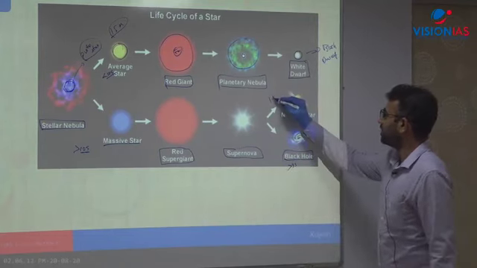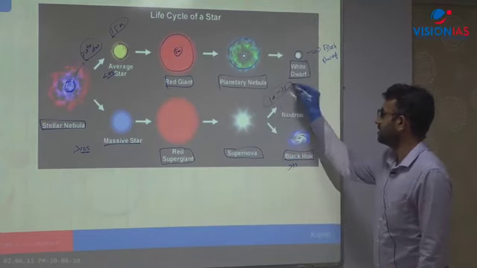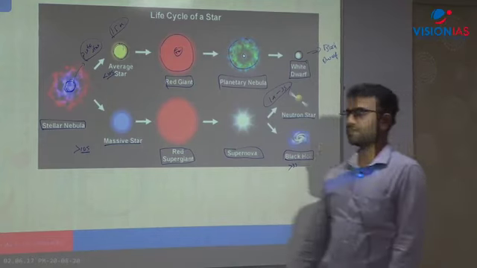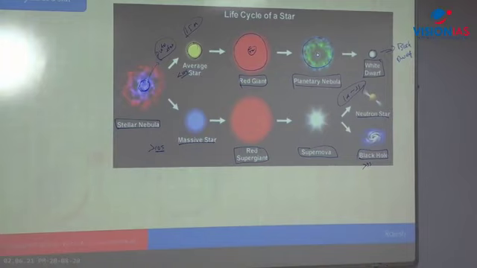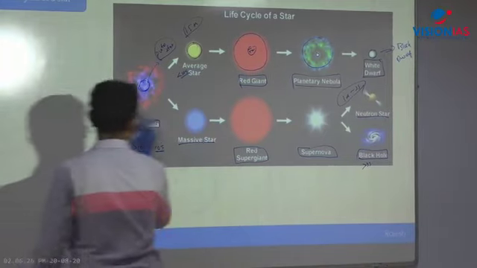If it is between 1.4 to 3 times the size of sun, it becomes a neutron star, which is a body made up of closely packed neutrons. So this is life cycle of star.